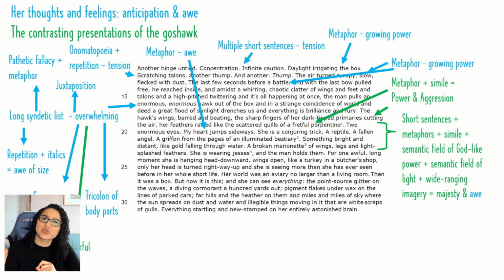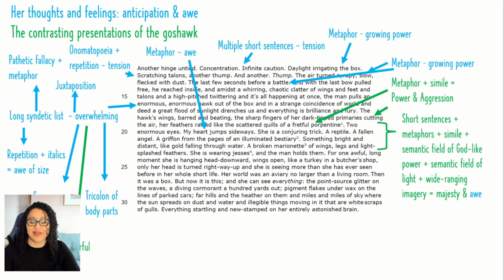The imagery, though, of power starts to shift much more now to images like the broken marionette with the feelings of vulnerability. For example, we're told for one awful long moment she is hanging head downward, wings open, like a turkey in a butcher's shop, which of course creates a feeling of vulnerability because, you know, turkeys have been killed, they are dead and have been used and are now going to be on someone's roast dinner table. So there is a vulnerability to that, a connotation of mortality and the control human beings have over animals. And in that moment, we are told about how her head is turned the right way up and she is seeing more than she has ever seen before in her whole short life.